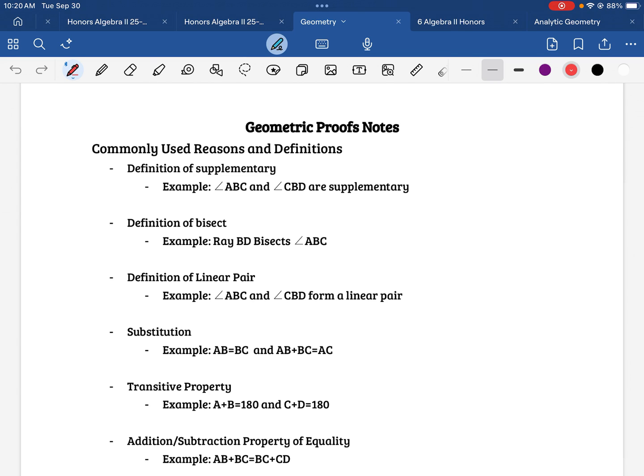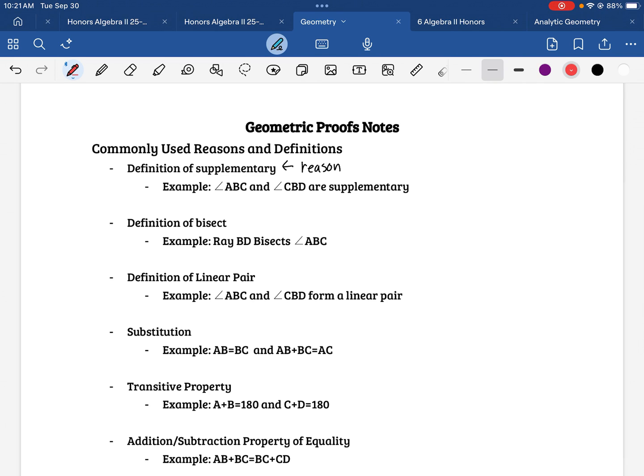As we go through these commonly used reasons and definitions, everything that's in black, these are going to be your reasons. So definition of supplementary, that is a reason that you can give in a proof. Definition of bisect, that's a reason you can give in a proof. Things like that. Everything that I'm going to write down below, those are going to be your statements. So what you would say to get to the end of the proof. Okay, so the first thing we're going to look at is definition of supplementary. That's going to be a reason.